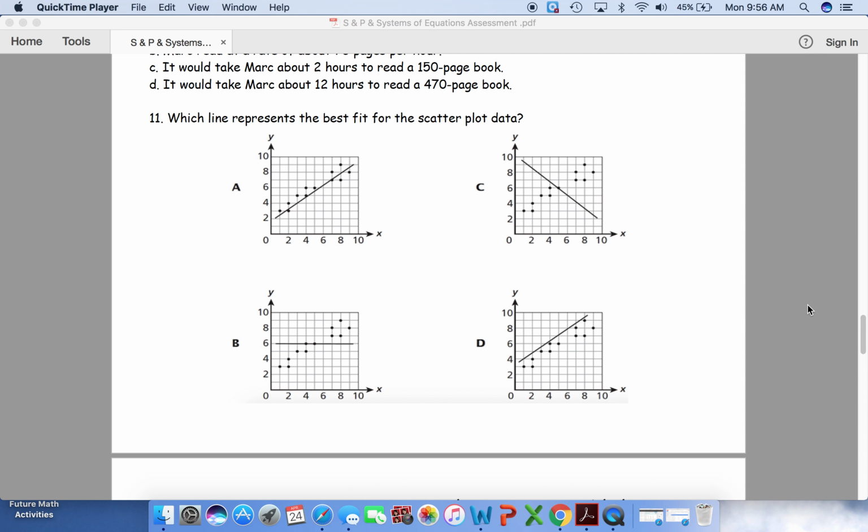Number 11. Which line represents the best fit for the scatter plot data? A, B, C, or D?